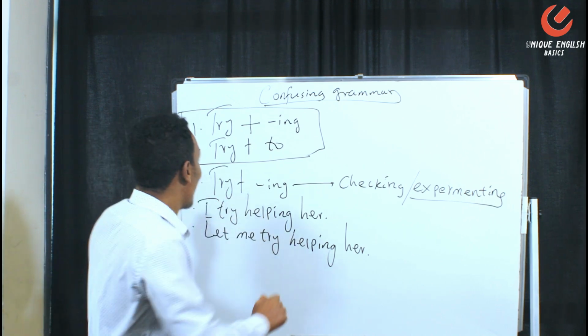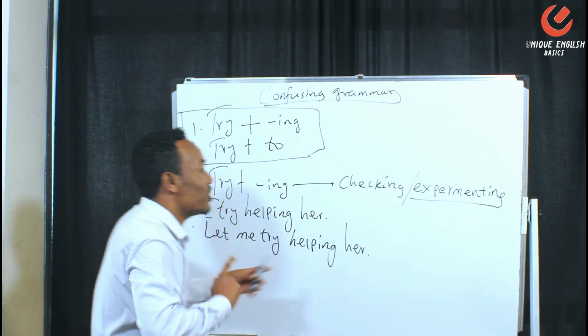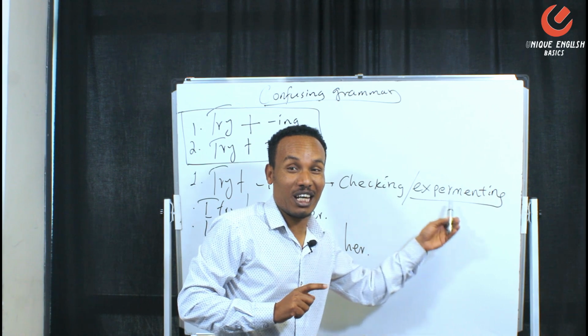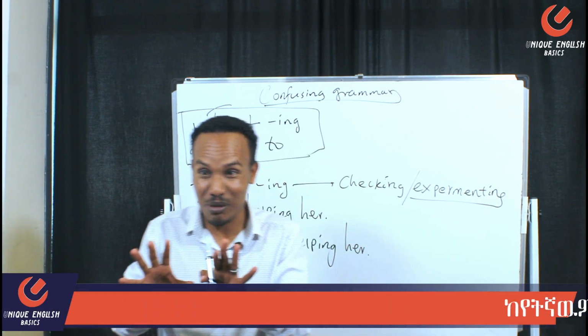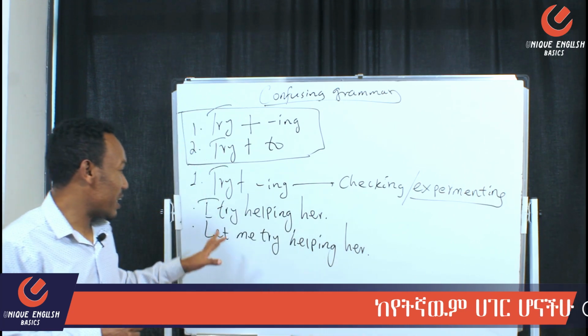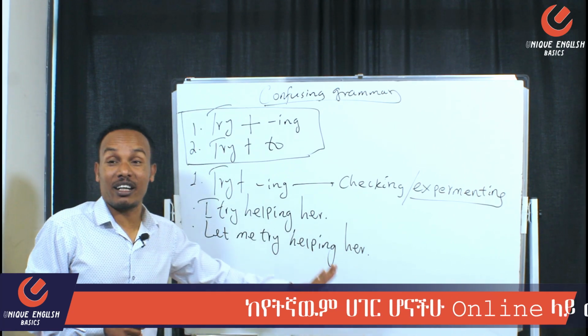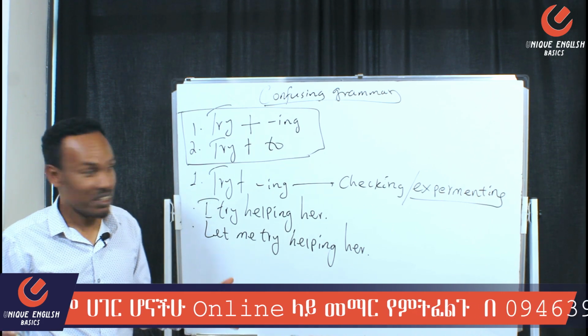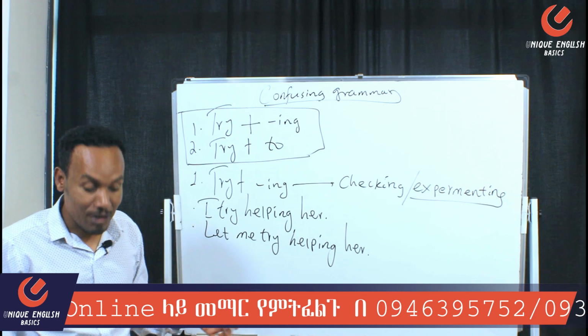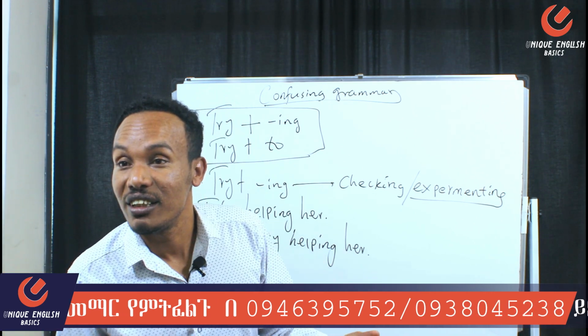Please, because when try is followed by ing, what is the meaning? It's all about checking or what? Experimenting. You're checking something. Do you understand me? So, for example, you can say, let me try coming early. But do you understand me? Let me try learning English.